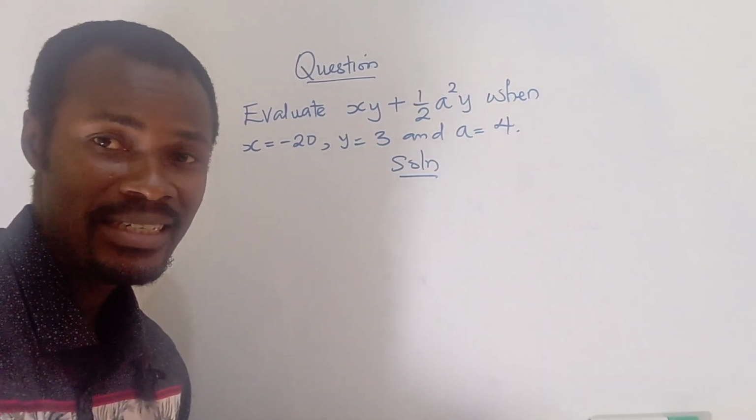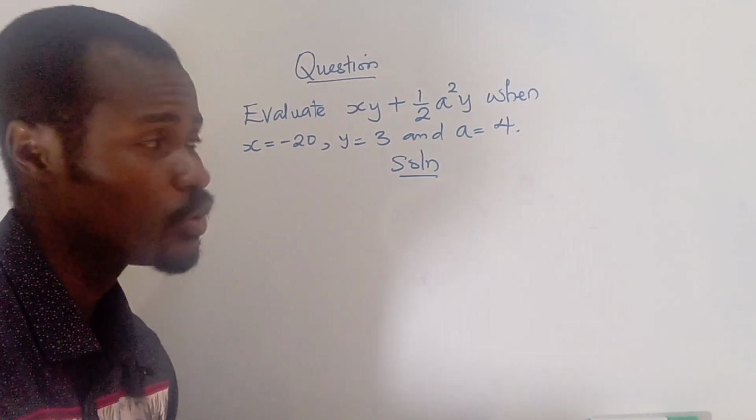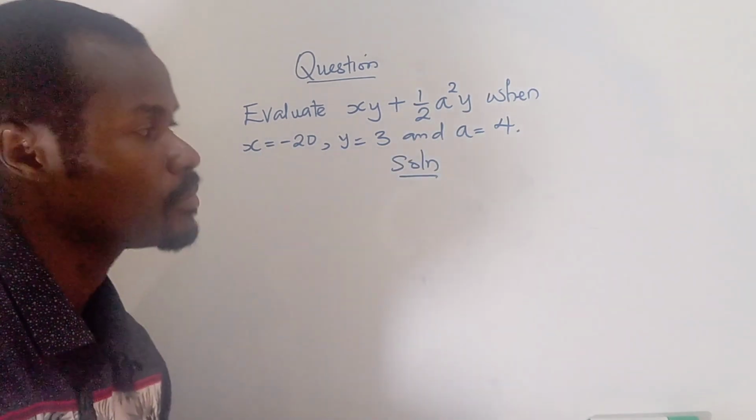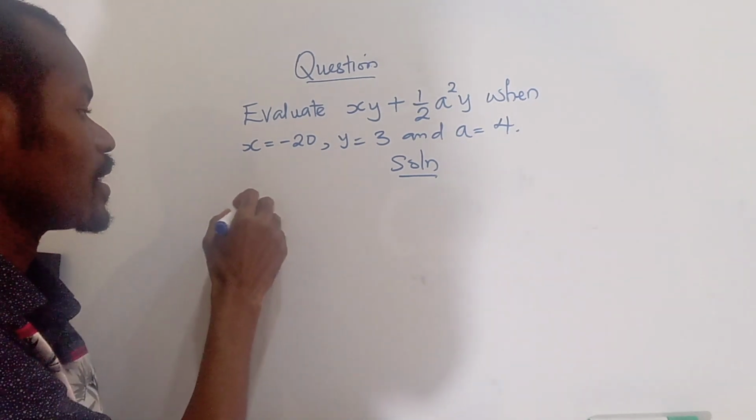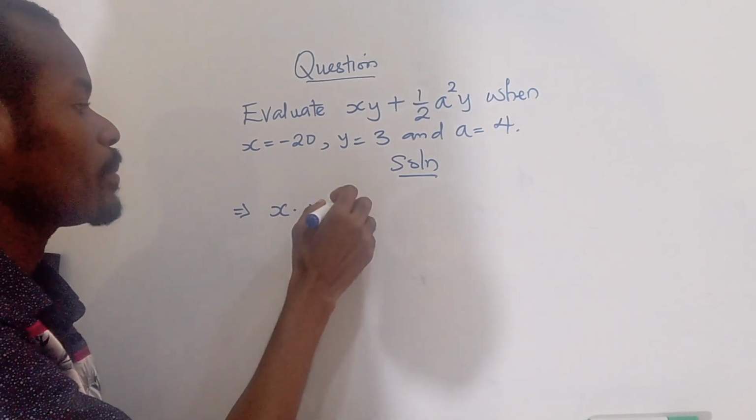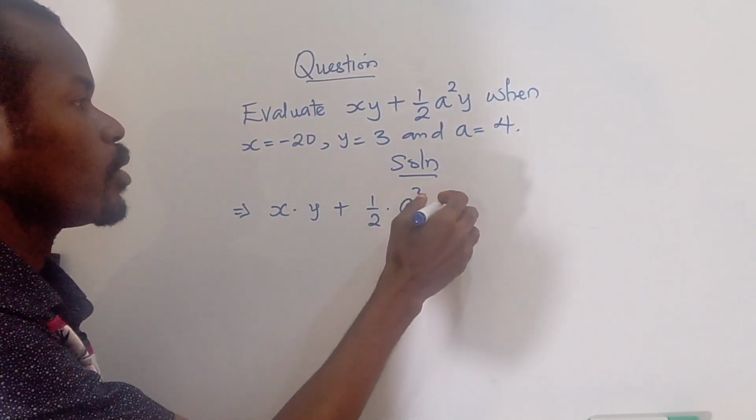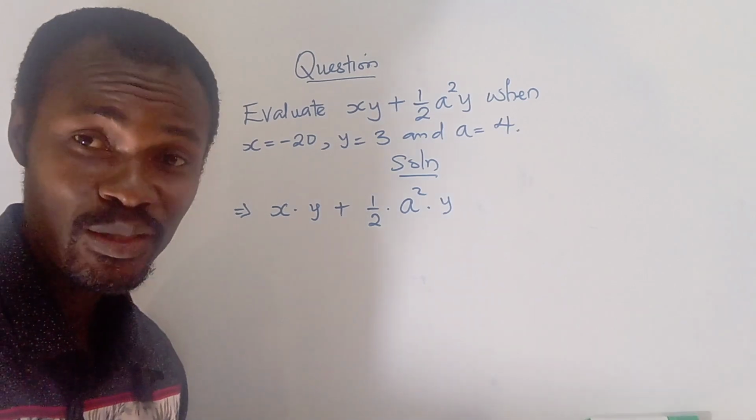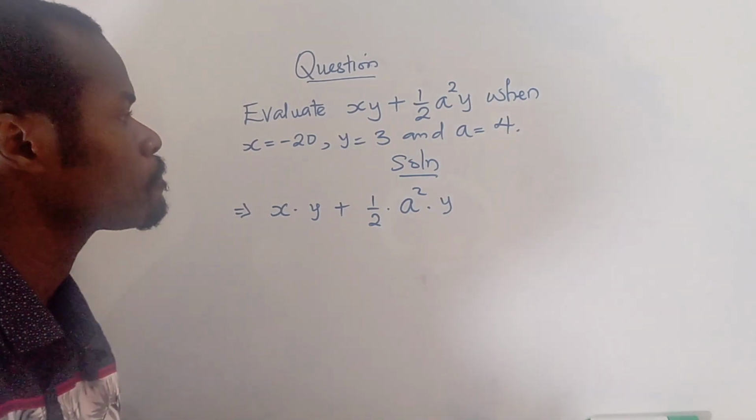Now this problem is a simple problem on substitution. So I want to simply substitute the values of x, y, and a into this expression. In place of x, I'm going to write minus 20. Let's write the expression. The given expression is x times y plus half times a squared times y. The dots here represent multiplication. Alright, in maths you can use dots for multiplication.